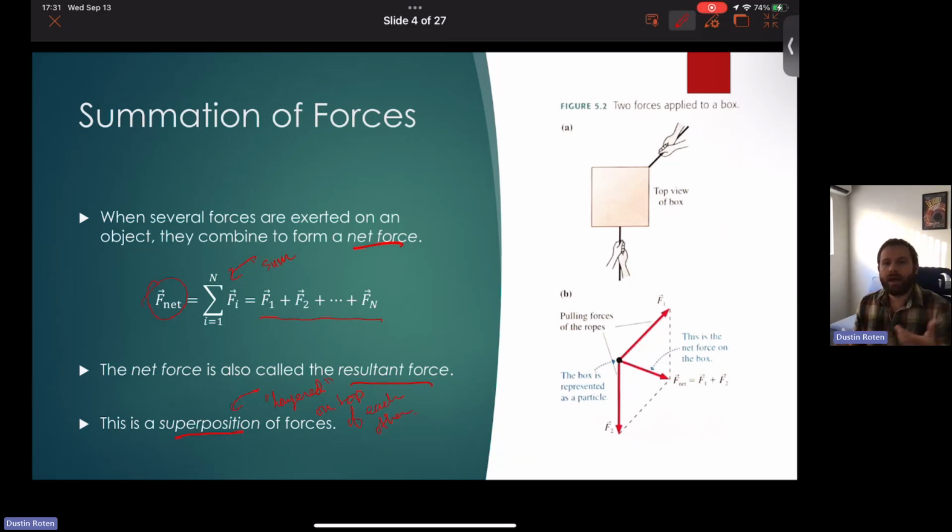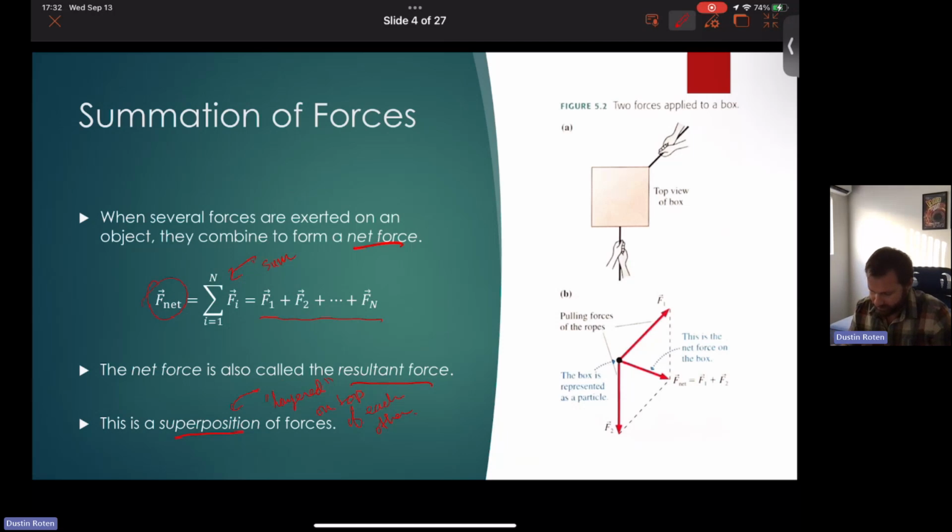So that's essentially just like when you add up all your x components and all your y components, all those vectors sort of collapse into one summation vector. That's the idea here. That's the superposition part. So just to give you an idea, you can look over here on the right.